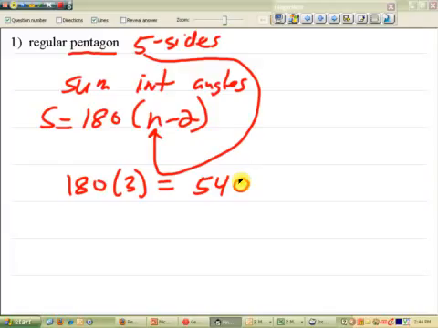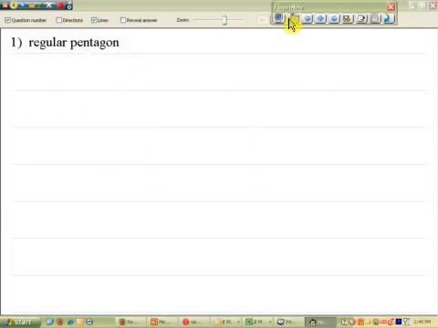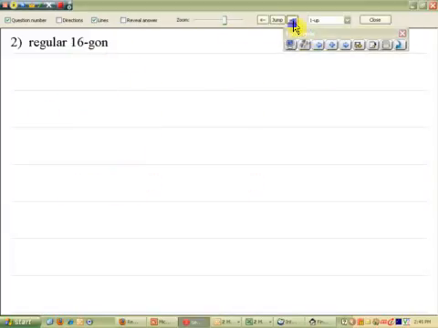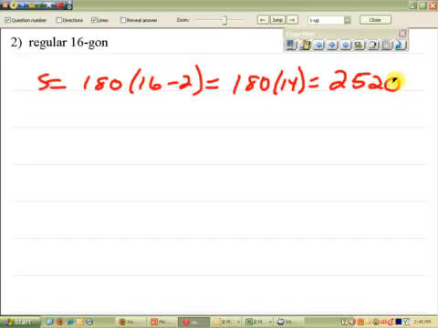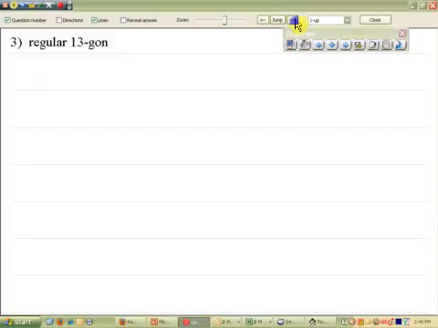And number 2, we do the same way because we want to know the sum of all interior angles. So we're going to jump to number 2 here. This time my formula is going to involve 16 minus 2, which will be 180 times 14, which is, let me do this real quick, 2,520. Okay. I'm going to jump to the next section of problems.